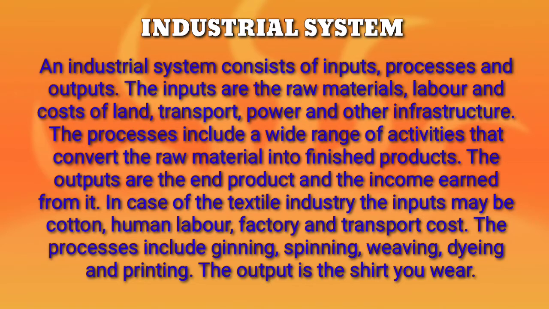Next, we discuss an industrial system. An industrial system consists of inputs, processes, and outputs. The inputs are the raw materials, labor, and costs of land, transport, power, and other infrastructure. The processes include a wide range of activities that convert the raw material into finished products. The outputs are the end product and the income earned from it.